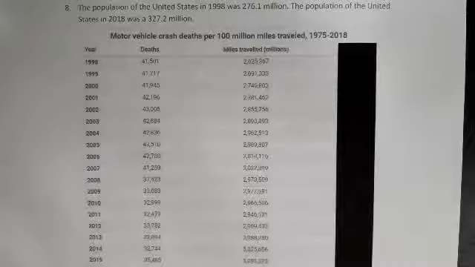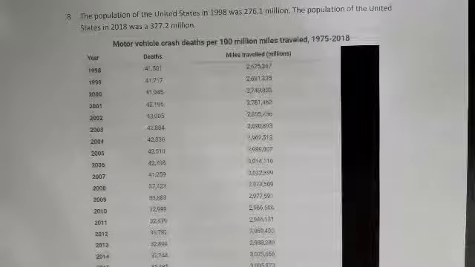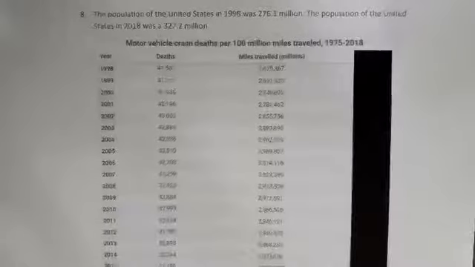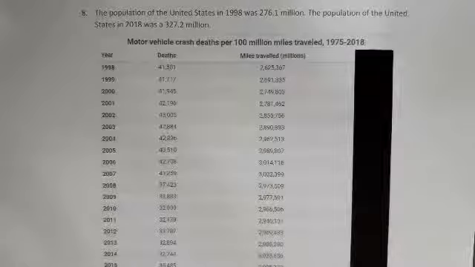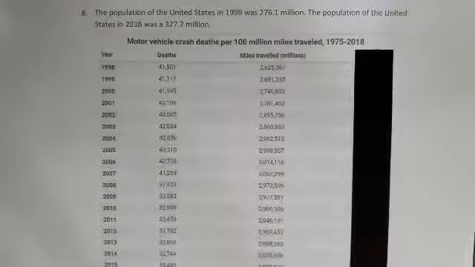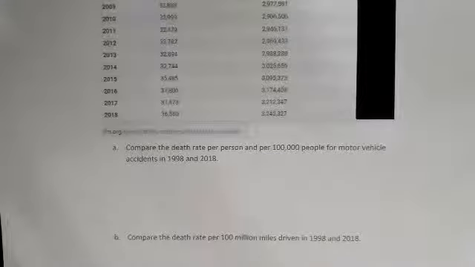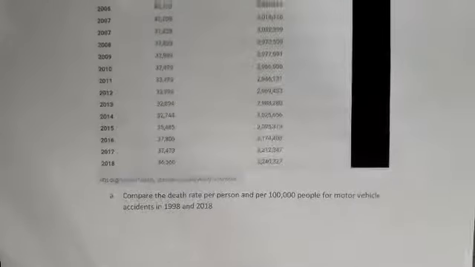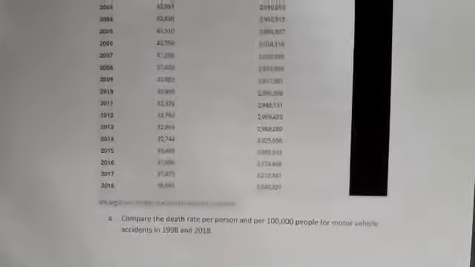Yeah, this is coming from that last chapter that we had. They gave a lot of vital statistics, and then they asked you to convert, like deaths per miles traveled or deaths per 100 million miles traveled. Remember that? And they ask you to find the death rate per person or per 100,000 people. There is a reason why they're converting these things, and we'll talk about that maybe. Compare the death rate per person in 1998 and 2018.